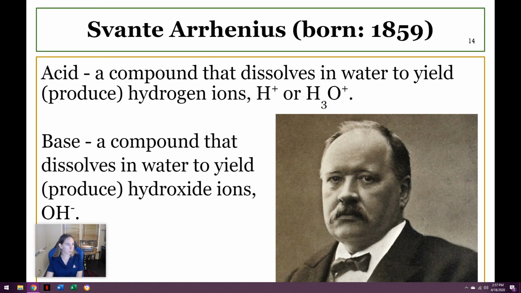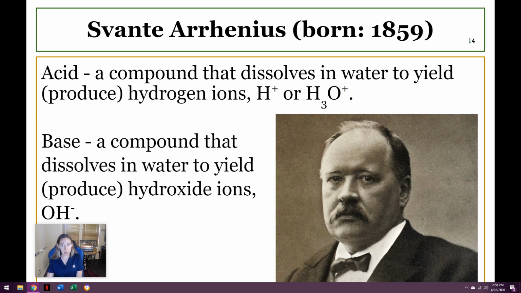Let's move that down here. All right, so this scientist named Svante Arrhenius said that an acid is a compound that produces hydrogen ions when dissolved in water. These hydrogen ions attach to water molecules to make H3O+. In this chapter, you'll see H+ and H3O+ written interchangeably. These two, they mean the same thing.